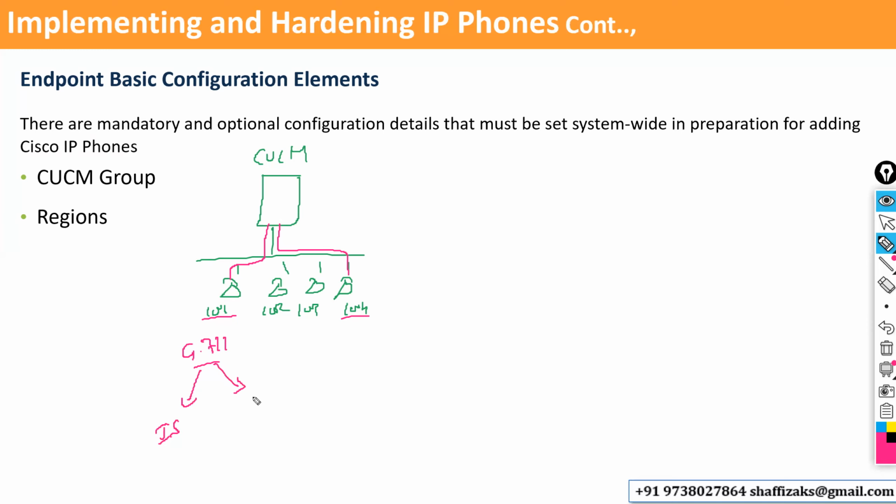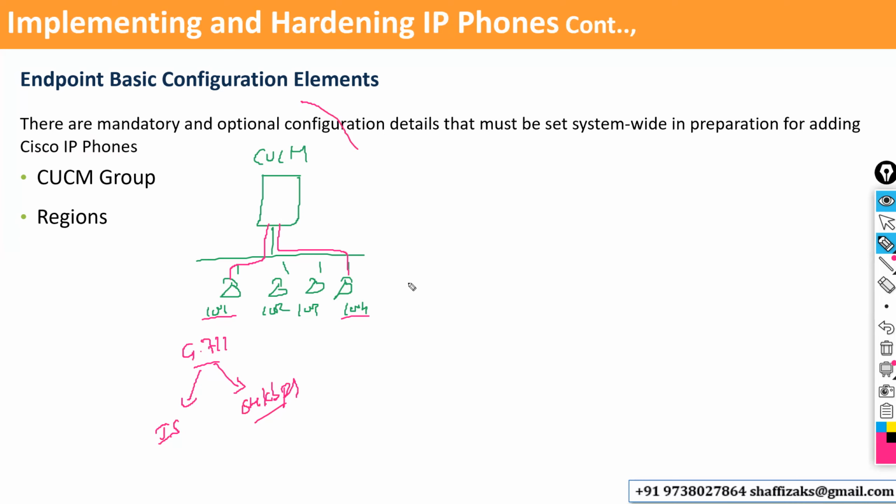64 kbps bandwidth it consumes. Means when you are using this codec, minimum how much bandwidth you require? 64 kbps bandwidth we require here. That's about the G.711 codec. Okay. This is the one scenario.